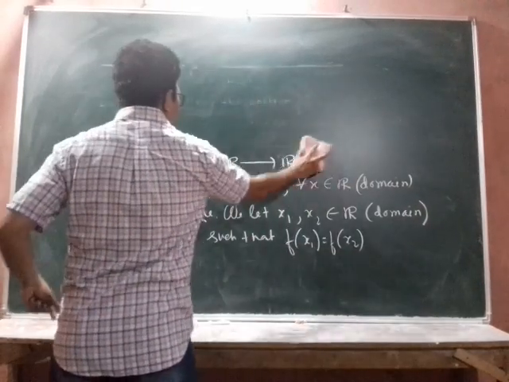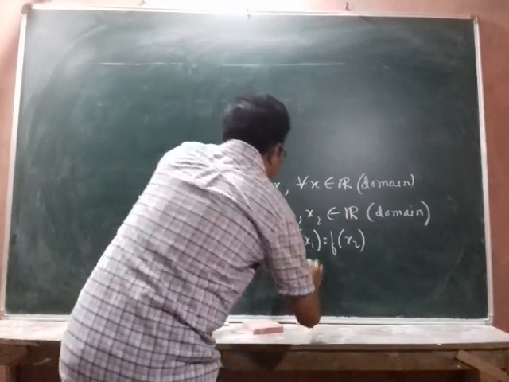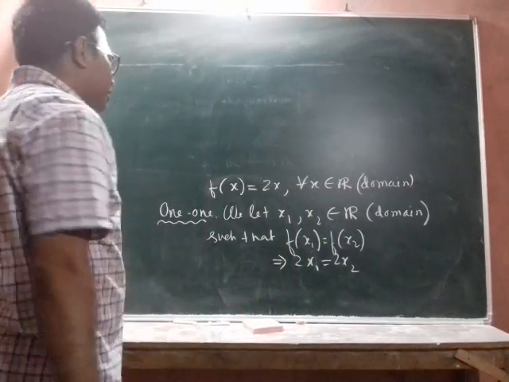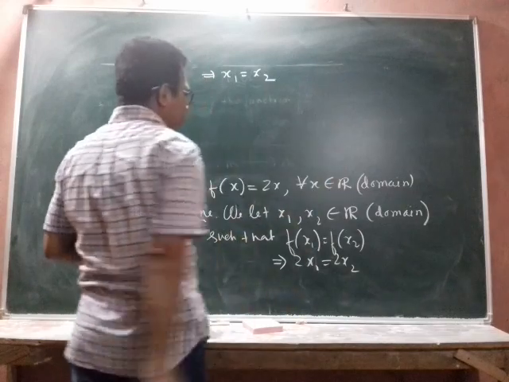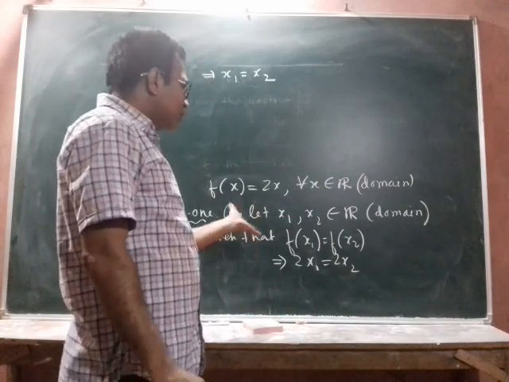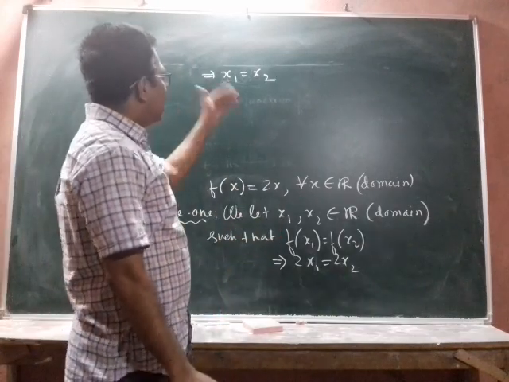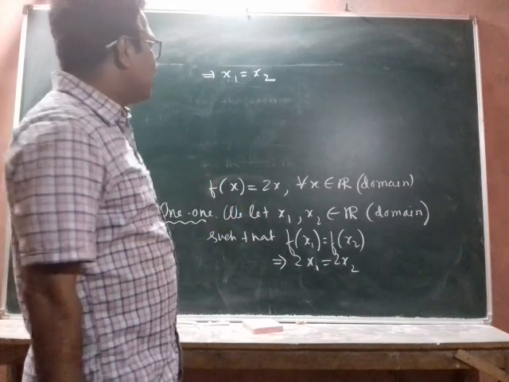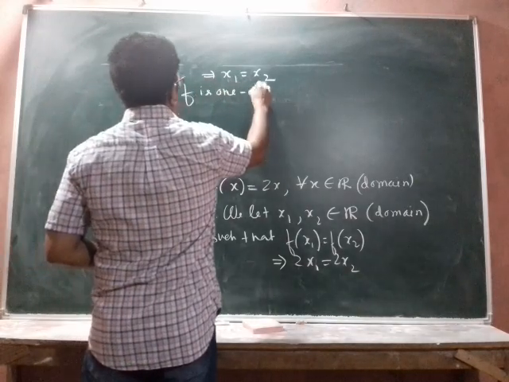Then we are moving to the next step. As per our definition, this will be 2x1 = 2x2. Dividing both sides by 2, we get x1 = x2. This means that we take any two elements from the domain and suppose that their images are equal, and by considering that we are able to show that the elements are also equal. That means different elements of the domain have different images in the codomain. Therefore f is 1-1.